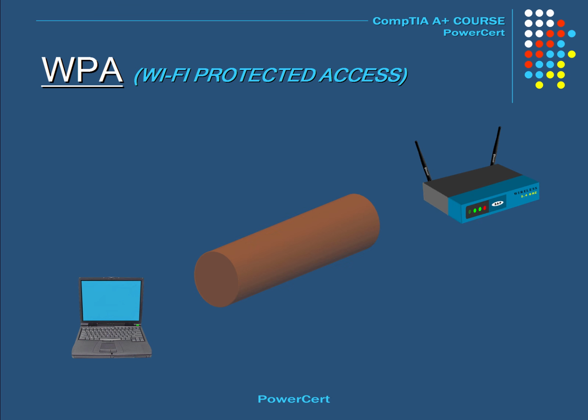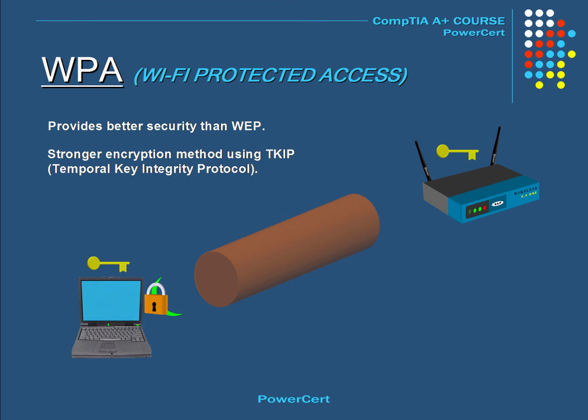WPA is another wireless security protocol that was developed to solve the security problems of WEP. WPA is far better than WEP in two ways. First, it uses a stronger encryption method using TKIP, which stands for Temporal Key Integrity Protocol, which dynamically changes keys as it's being used. This ensures data integrity. And secondly, WPA uses the Extensible Authentication Protocol, which verifies authorized network users.